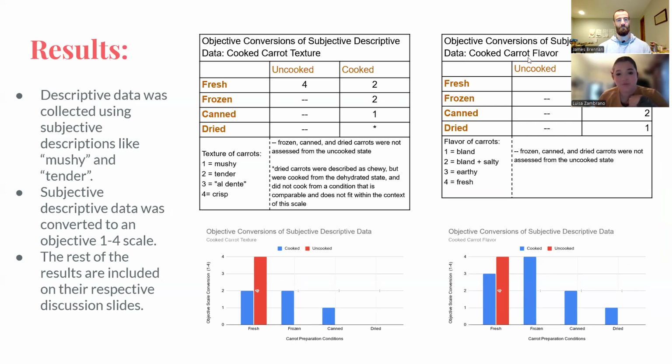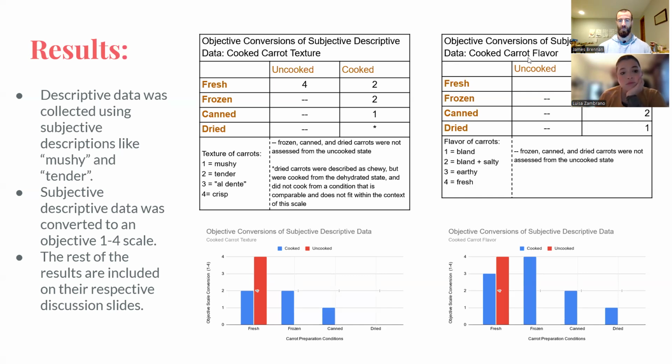After we looked through all of this data, it was actually kind of surprising the amount of analysis that we did with such a basic procedure. So the first set of data we looked at was descriptive data that was in the form of subjective descriptions like the words mushy or tender. So we took that subjective data and we converted it to an objective 1 through 4 scale.